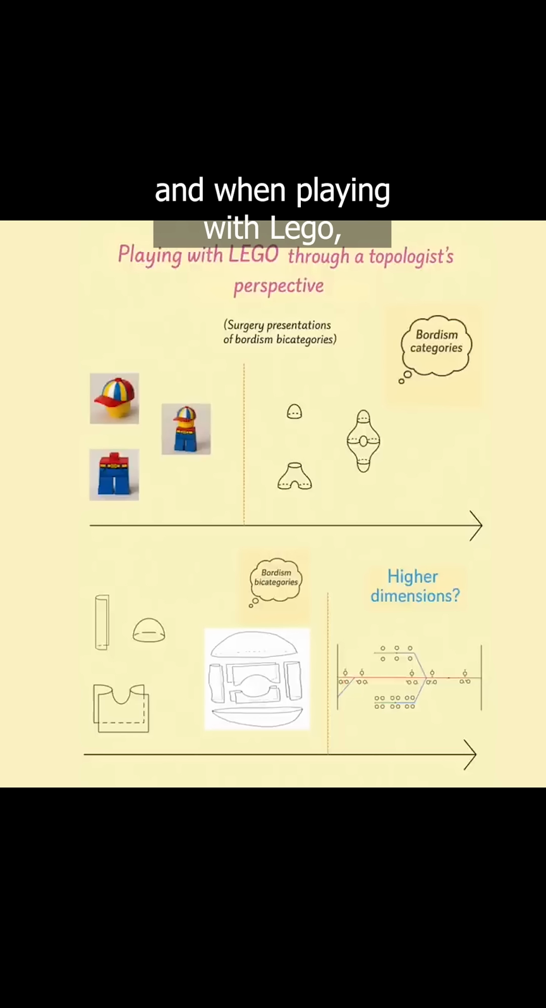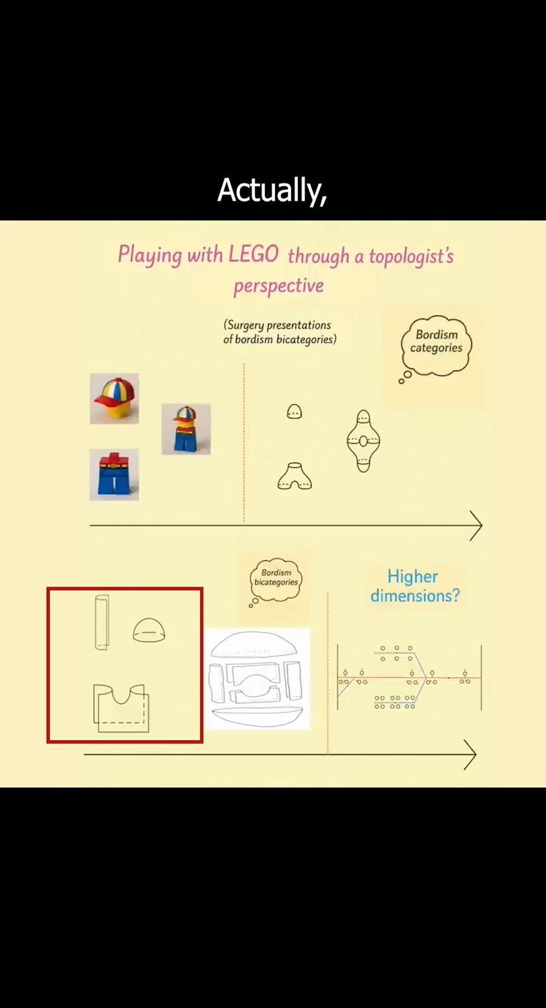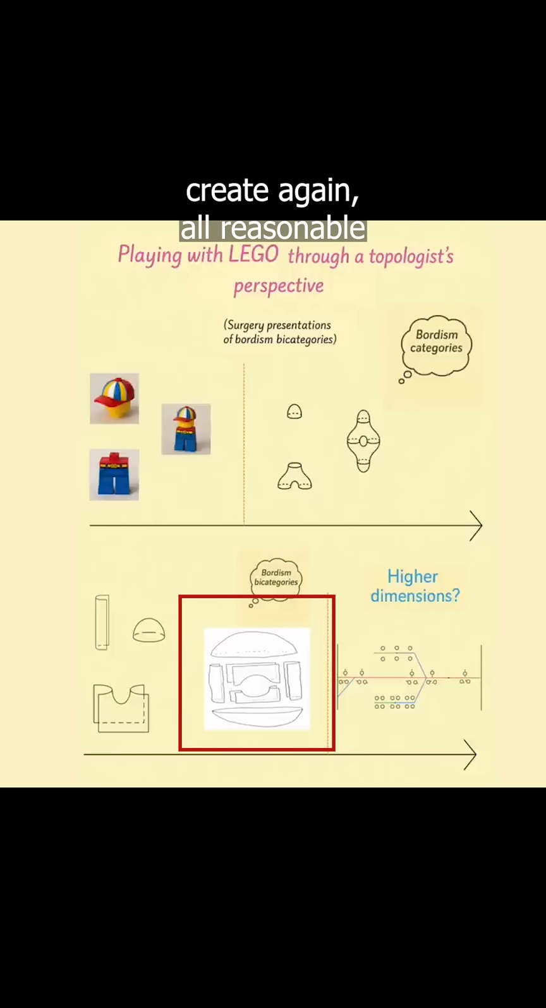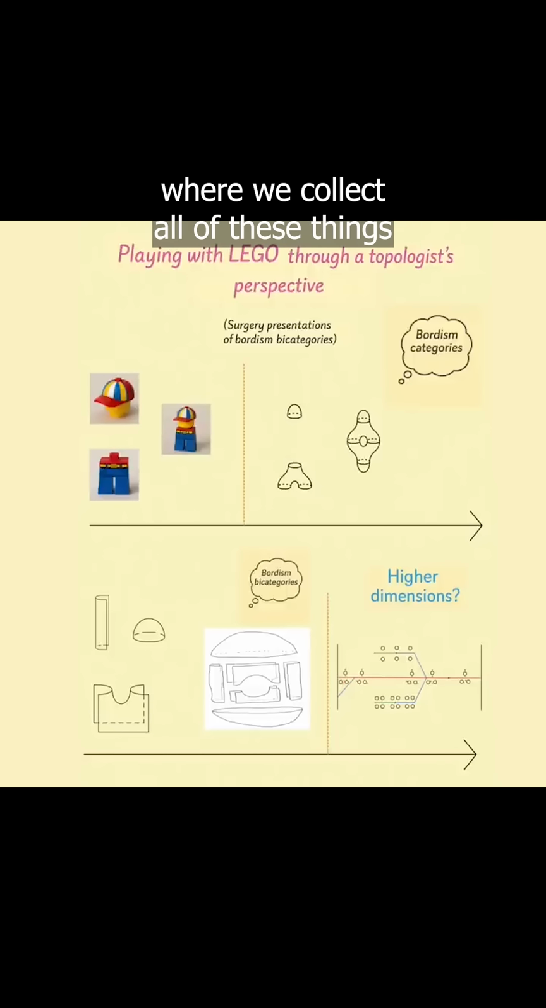And when playing with Lego, one thing that comes up is that usually we use Lego pieces that we can glue together in multiple directions and not just one. So our inner child, again, cannot help but wonder, can we do that in this case? And the answer is yes, of course. Actually, if you use the saddle and the half cylinder and the cap, you can actually create, again, all reasonable two-dimensional spaces you can come up with by gluing them together now in two directions. And the mathematical object where we collect all of these things is the Bordism bicategory.